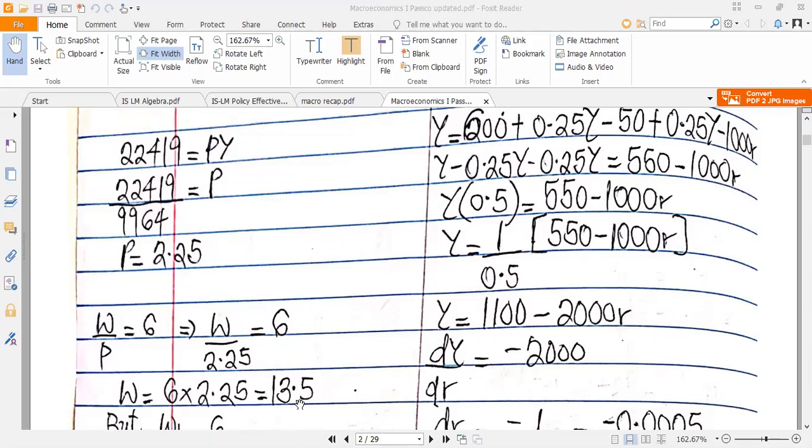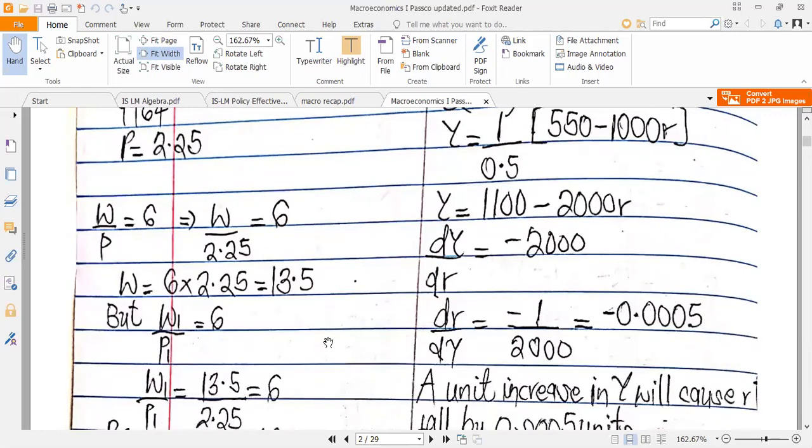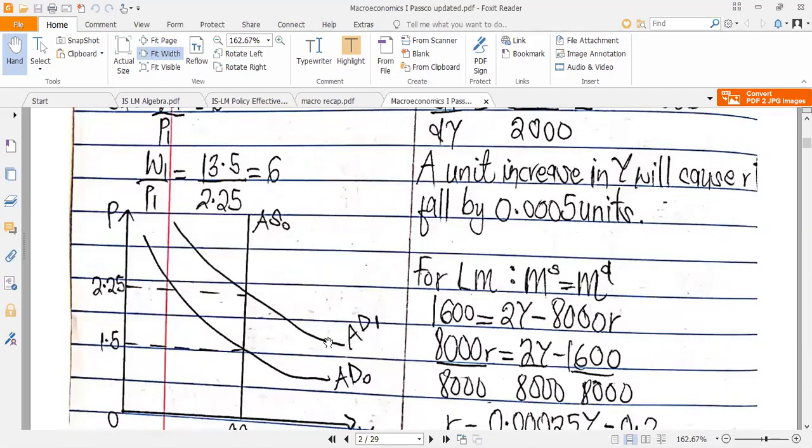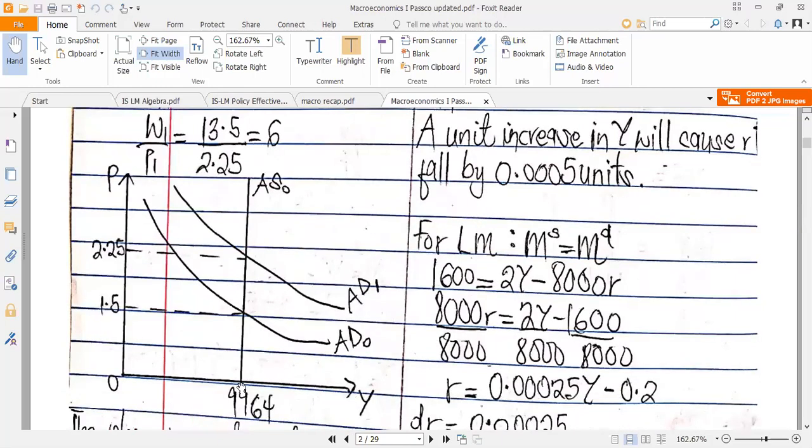And if there's no change in real wage, there will be no change in N. And if there's no change in N, there will be no change in Y. That is why it doesn't affect the real variables. So I think we're supposed to use a diagram. We know that if you use your AS and AD diagrams, when you increase your M, it only causes an upward shift in the aggregate demand curve. So this was the initial equilibrium with a price of 1.5, and this is income 9964.